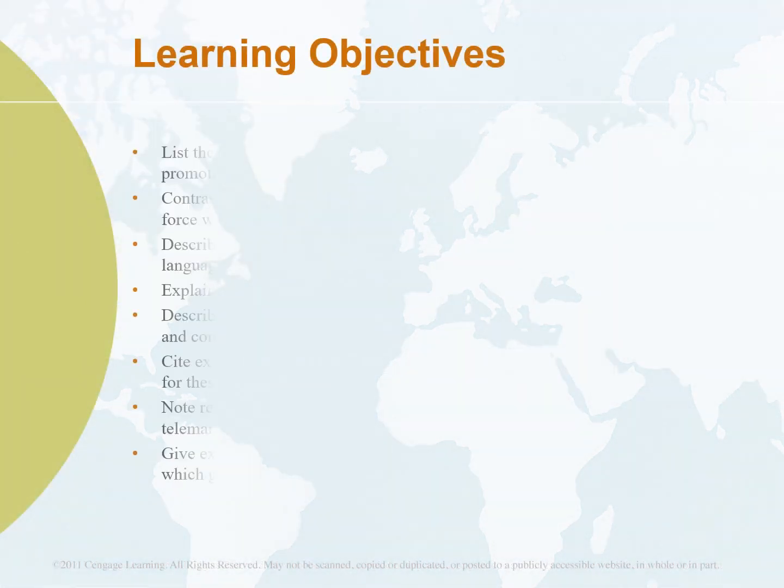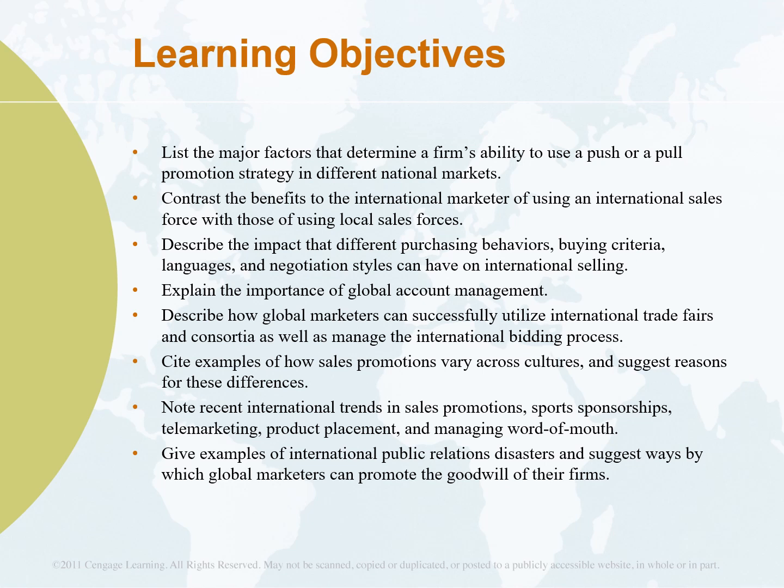The learning objective of this chapter is you'll be able to list the major factors that determine a firm's ability to use a push or pull promotion strategy in different national markets. Contrast the benefits to the international marketer of using an international sales force with those of using local sales forces. Describe the impact that differentiated purchasing behaviors, buying criteria, languages, and negotiation styles can have on international selling.